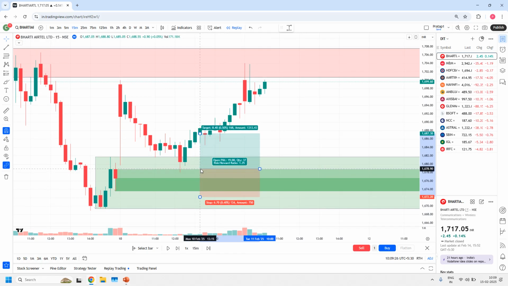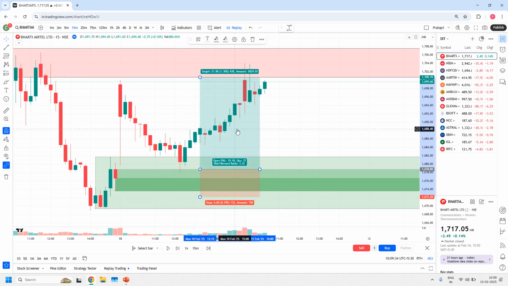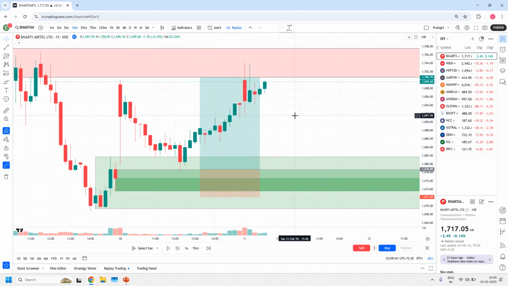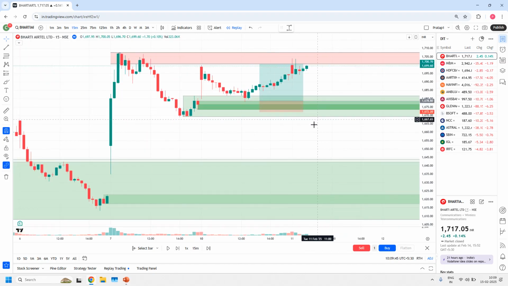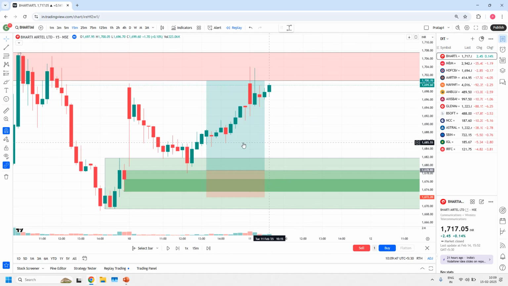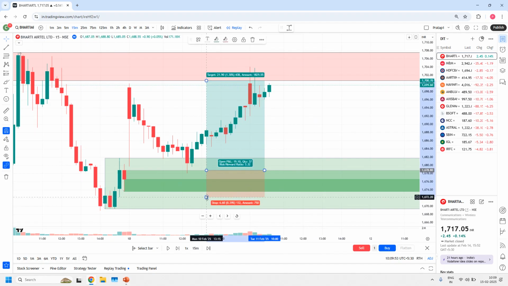So this is our entry. This is our stop loss. This is our target. How much do you have? 1:3.32 RR is there. The stop buffer, I just kept roughly. Mostly it won't be beyond this. You got 1:3.32. Even if you feel the stop buffer is more, you still have sufficient RR.